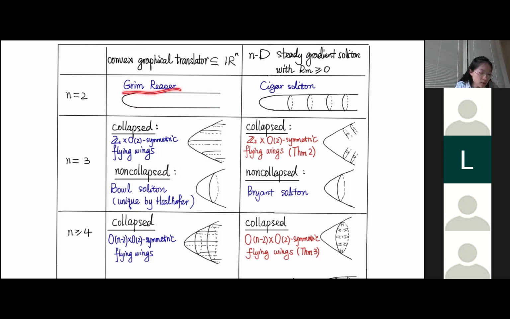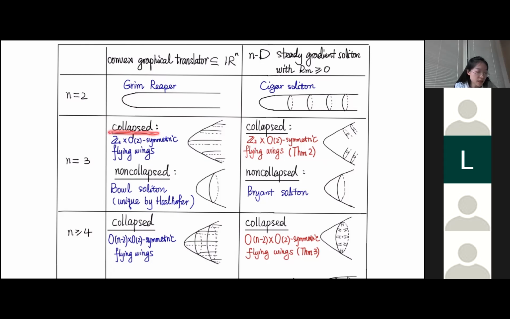So these Grim Reaper and cigar solitons are important for higher dimensional translators and solitons, because we will see them as the asymptotic translators in higher dimensional collapsed solitons. Okay, so in n equals 3, dimension 3, we are going to compare these two solutions regarding their collapsedness. So there are two types of solutions for both of them.